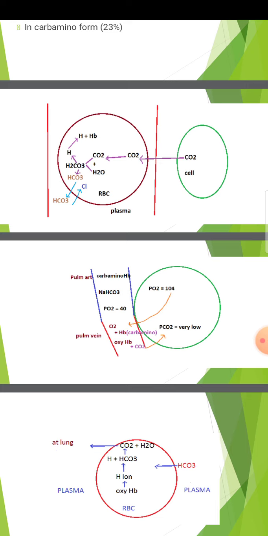So in this topic, you actually need to understand the chloride shift or the Hamburger phenomenon, the Haldane effect, and the transport of CO2 in the form of bicarbonate is the most important topic which needs to be learned.